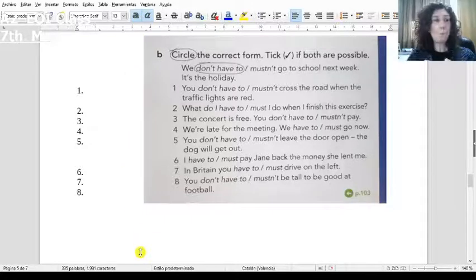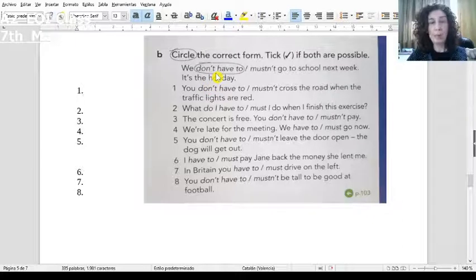So let's start. Circle the correct form. Tick if both are possible. Example. We don't have to go, or we mustn't go to school next week. It's holiday. La semana que viene son vacaciones.